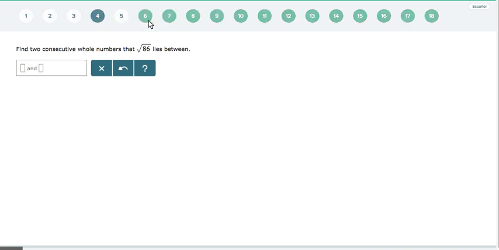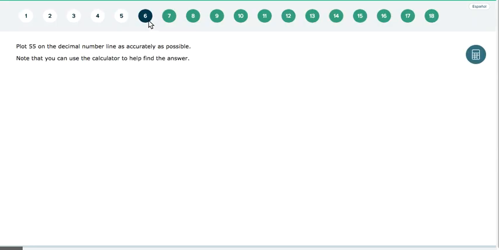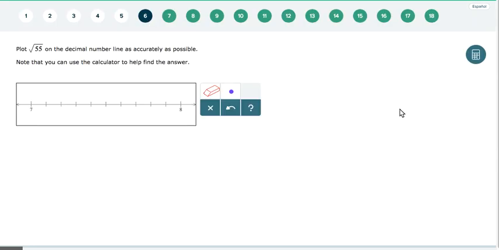Five is the same. So for number 6, number 6 says, plot square root of 55 on the decimal number line as accurately as possible. Note that you can use a calculator to help you find the answer. Okay. So because they give you a calculator, you don't need to do anything crazy. Let's start with the calculator.